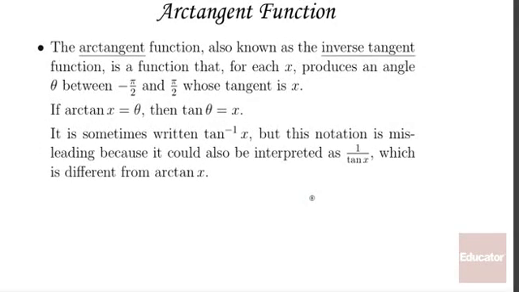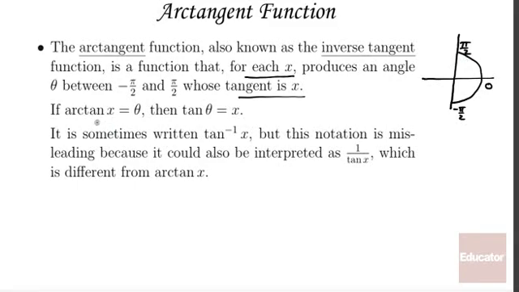Finally, arctangent is known as the inverse tangent function. You're given a value of x, and you want to find an angle whose tangent is x. And for arctangent, we're going to try to find angles between -pi/2 and pi/2, because that covers all possible tangents we could get. If arctangent of x equals theta, that really means that tangent of theta is equal to x.